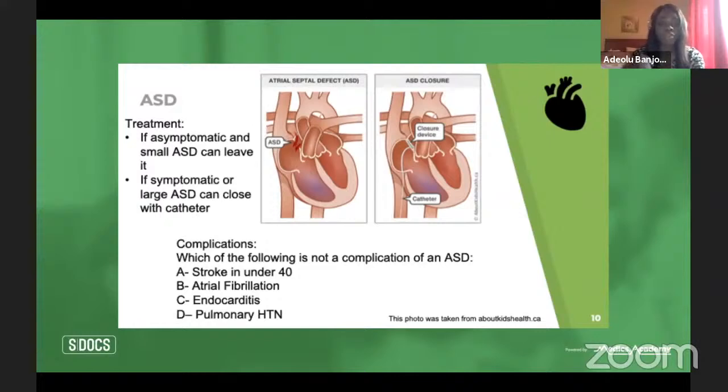AF is more common just because your increased blood in the atria causes stretching of the atria. And when they stretch, you can then get that abnormal contraction, which is basically your fibrillation. Pulmonary hypertension is again just because of that increased blood flow onto the right side of the heart. And stroke in under 40s is because if you have a DVT that then crosses your ASD, that can cause a stroke. And so it's a common cause of stroke, especially in younger patients.